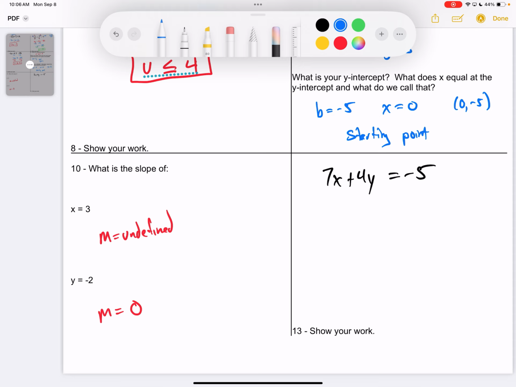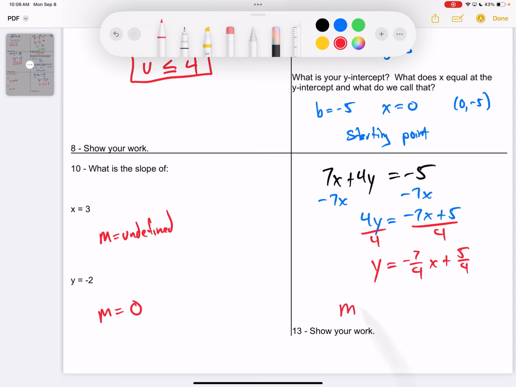You want to put it in y equals mx plus b. So we're trying to get y by itself. So I'm going to subtract 7x from both sides. So I have negative 7x plus 5. And then I want to divide everything by 4. You got to make sure you divide everything by 4. So it's negative 7 over 4, and it's 5 over 4. My slope would be negative 7 over 4, and my y-intercept would be 5 over 4. We do not have to graph it or anything, so it's okay when you have fractions like that.